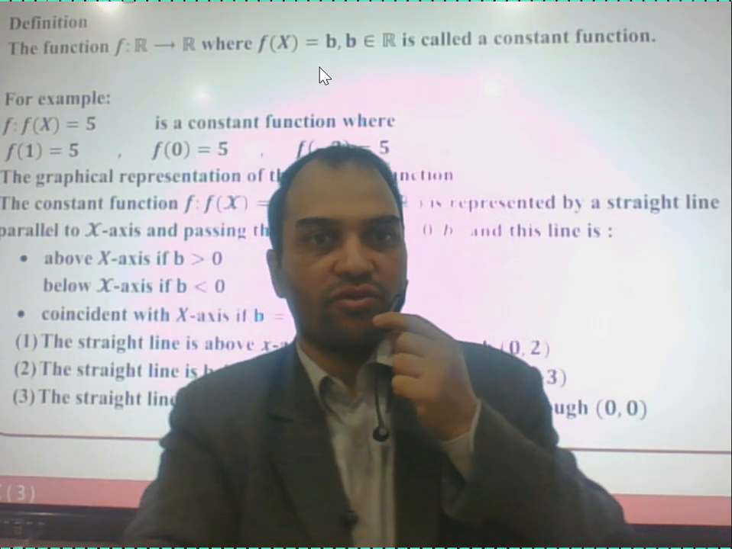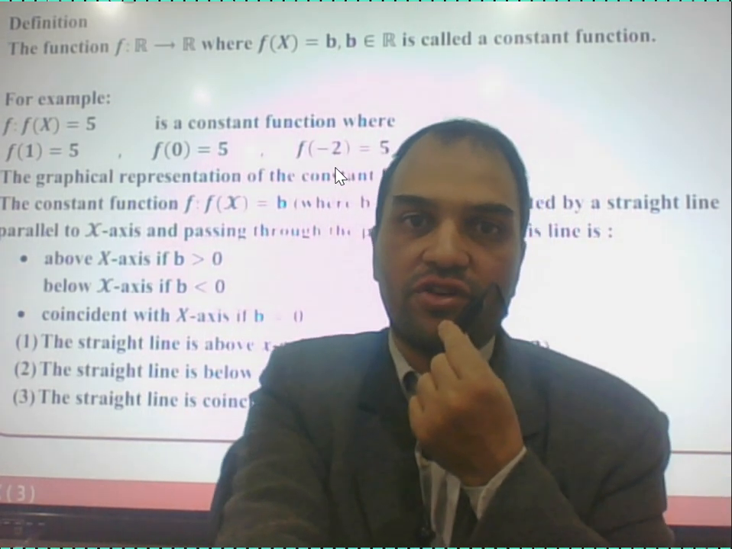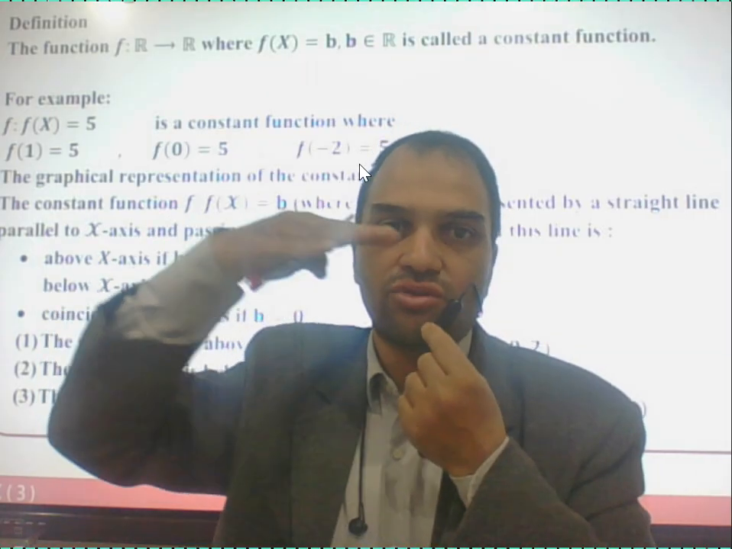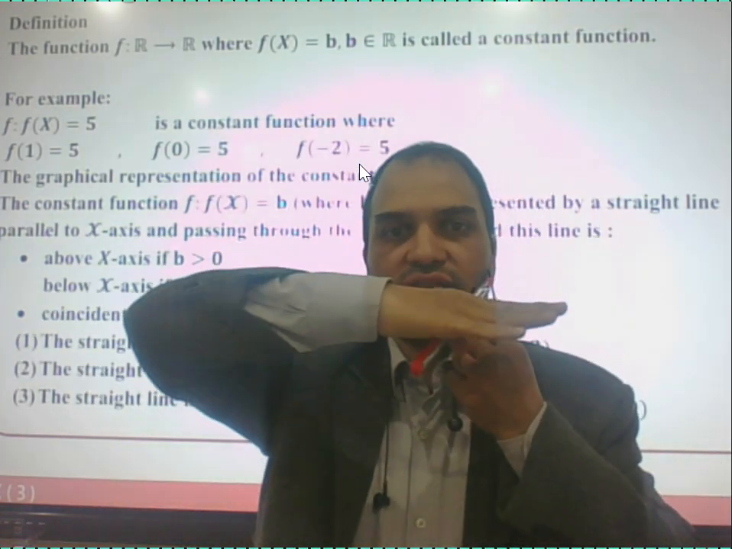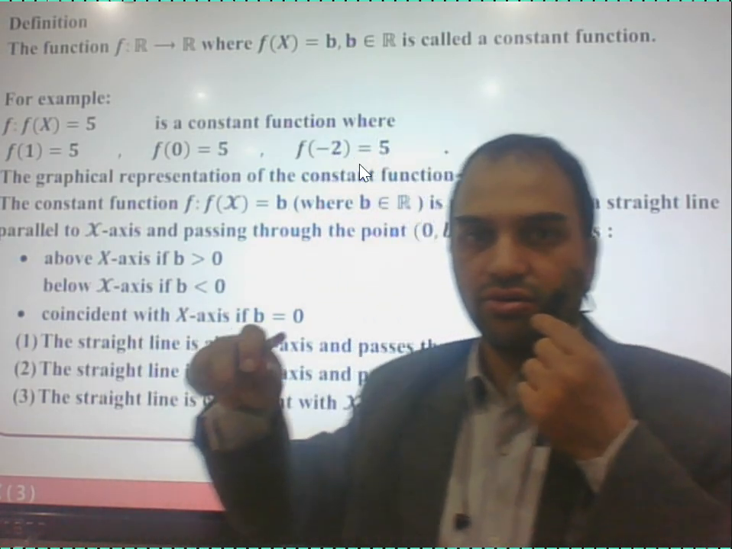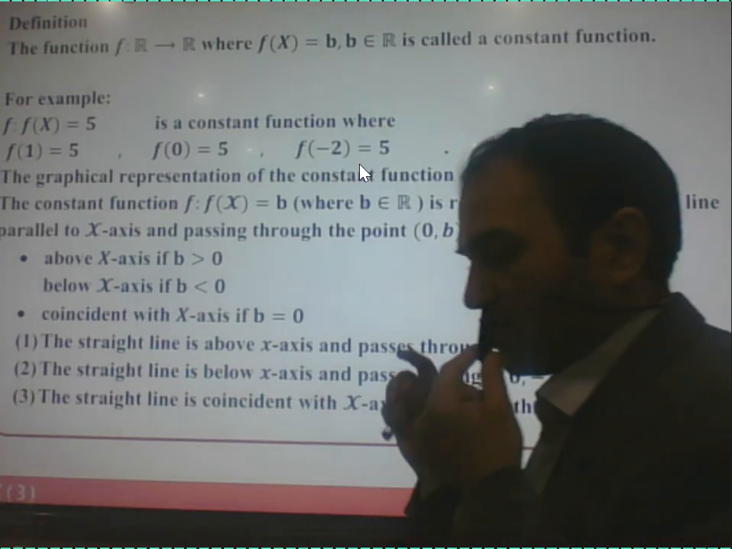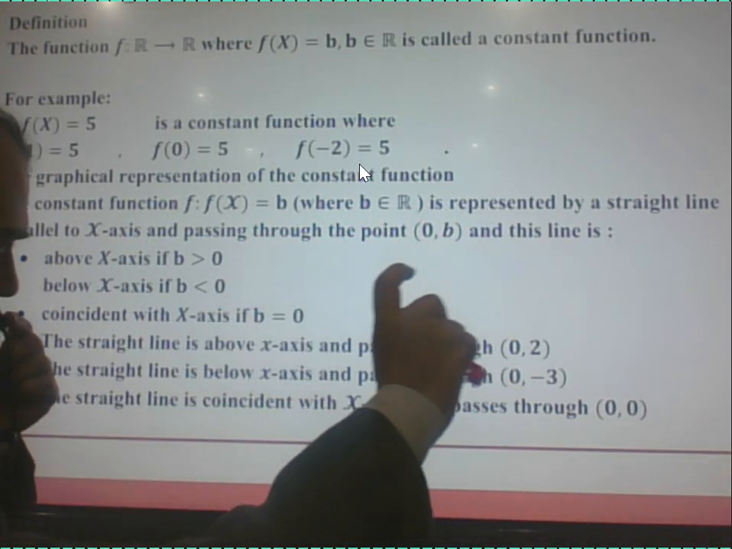Like f of x equals 5, f of 1 equals 5, f of 0 equals 5, f of negative 2 equals 5. We call it the constant function. When you draw it, you can draw a straight line passing through any point where it cuts the y-axis and parallel to the x-axis. The constant function: we can draw the straight line cutting the y-axis at a point (0, y) and also parallel to the x-axis.